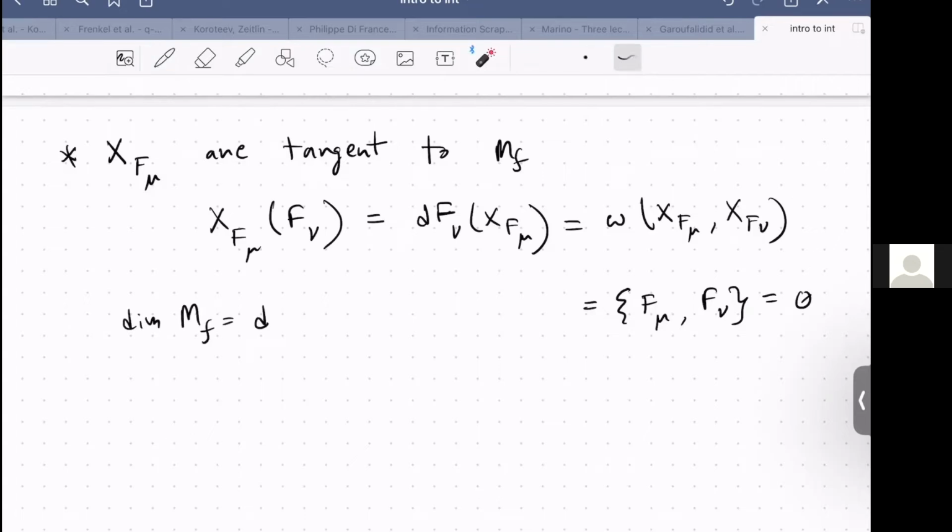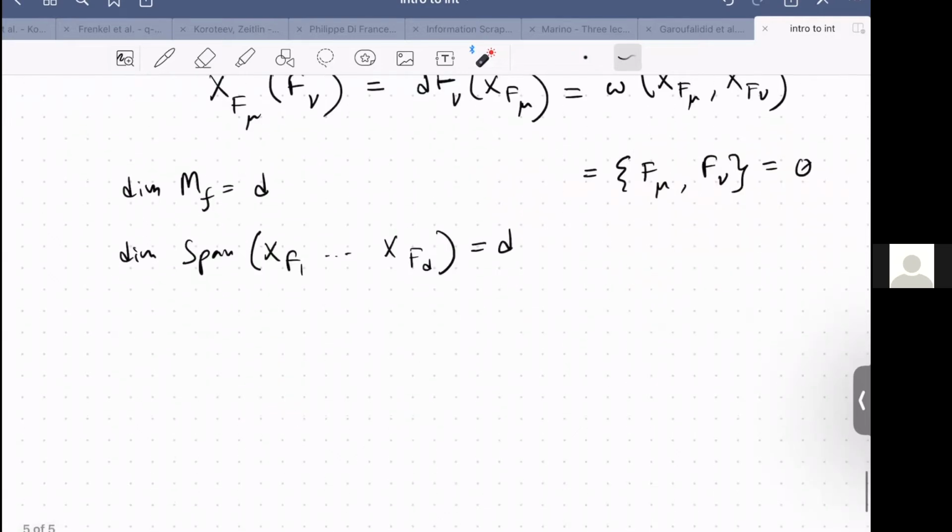And so how many of these things do we have? One for each function, and we had D functions. So the dimension of the span of Xf1, ..., XfD is also D. So these vectors span the tangent space of the level curves. Here, of course, you will notice that I'm assuming some independence between these vector fields. I mean, they're not linearly dependent and so on.